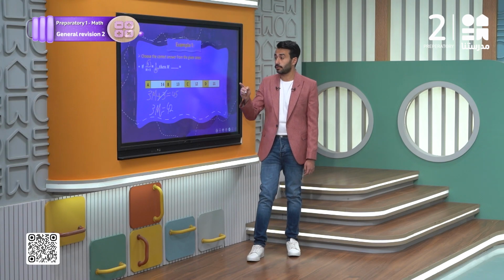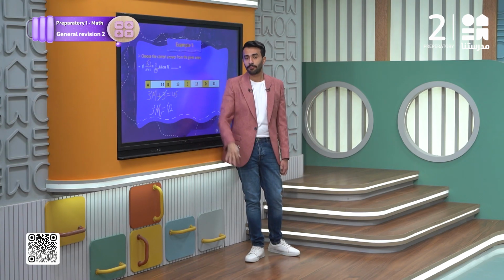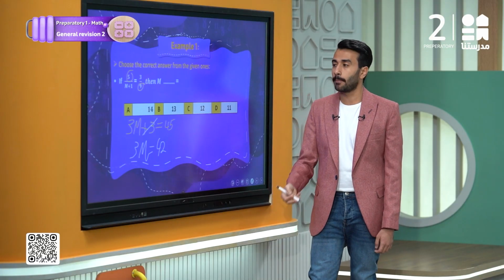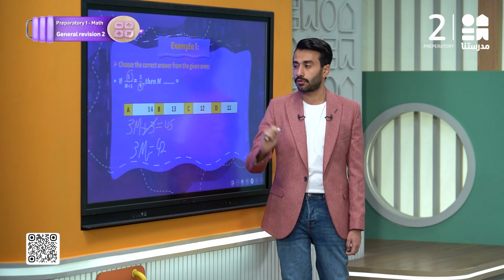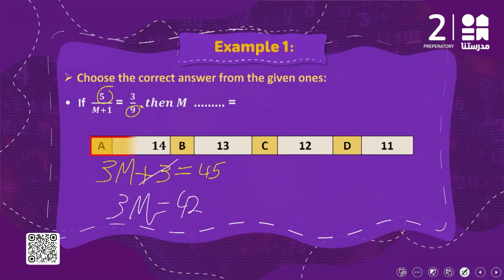Take care, you have to read this question carefully. Sometimes we'll ask you about m plus 5, m times 9, m minus 7, whatever the question, so you have to read the question carefully. Here we just need m only, which is 14.